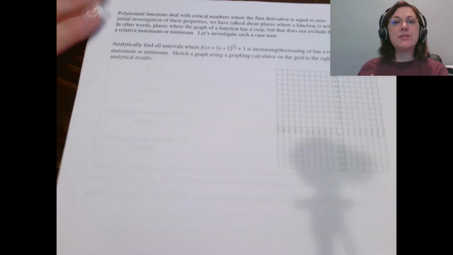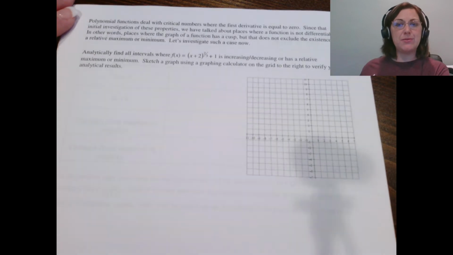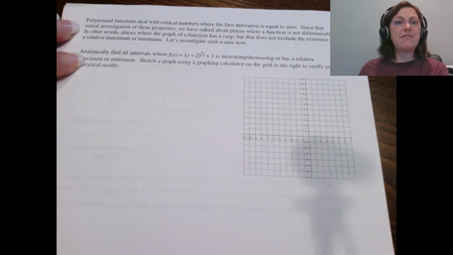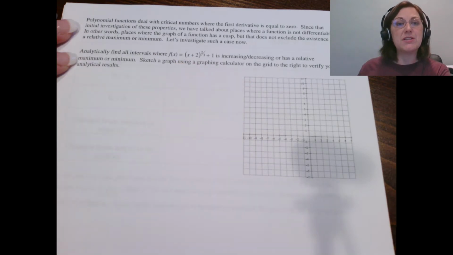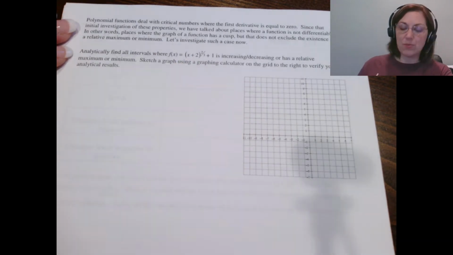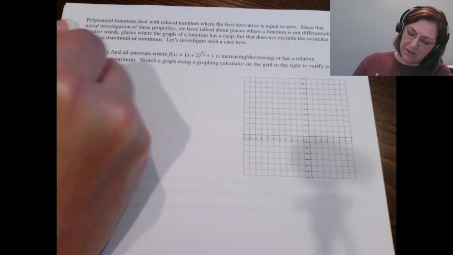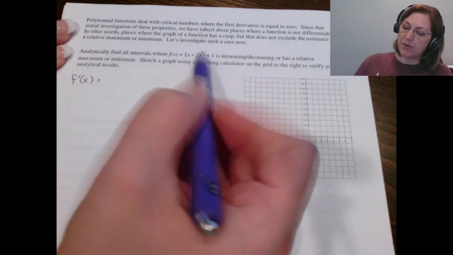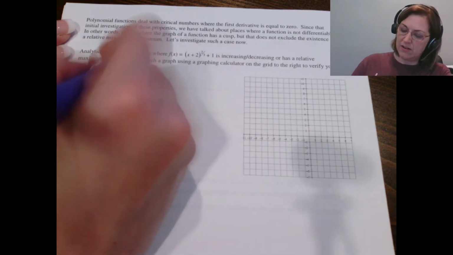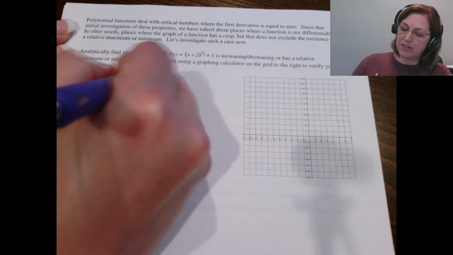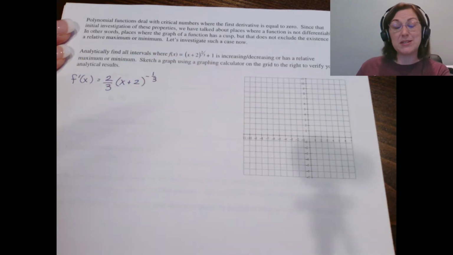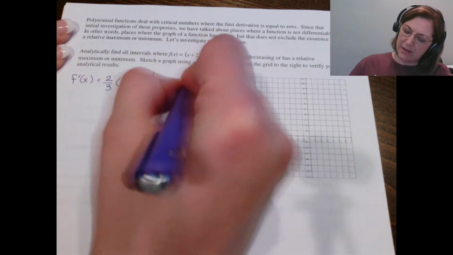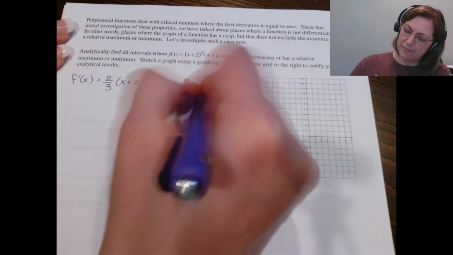And so the top here goes into a little bit of detail about those critical values. Let's take a look at finding the intervals where this function is increasing and decreasing or has a relative max or min. So let's start with that derivative again. The derivative of f of x, we're going to bring the 2/3 in front: 2/3 times x plus 2 to the negative 1/3. And then, of course, the derivative of 1 is 0. Let's clean this up just a bit by moving that to the denominator.